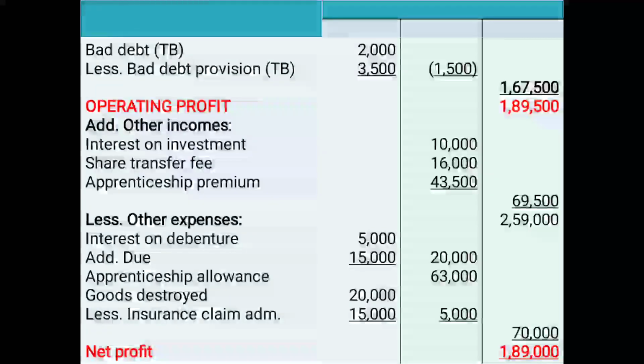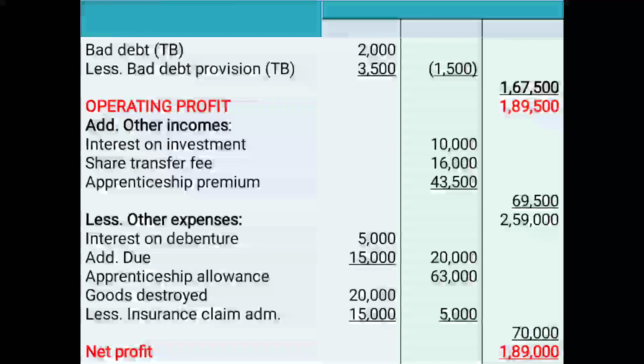Bad debt from trial balance taka 2,000, and less bad debt provision from trial balance, available, it is deducted from the total bad debt, so 3,500. But at this moment this is a negative figure, that is 1,500 is a less figure, written in the middle column. So overall total operating expenses, taka 1,67,500, is written in the outer column. At this moment operating profit for this business is taka 1,89,500. Gross profit less operating expenses is equal to operating profit.